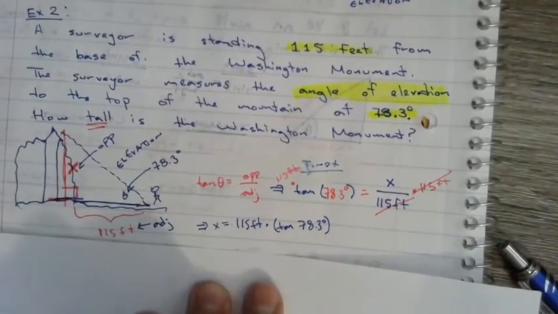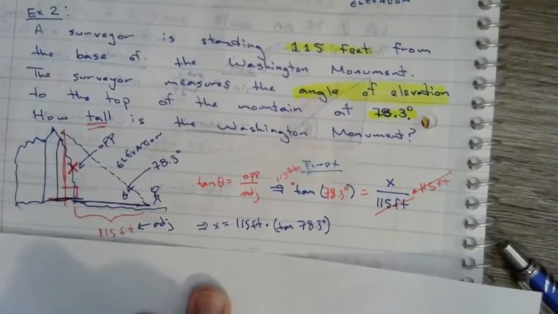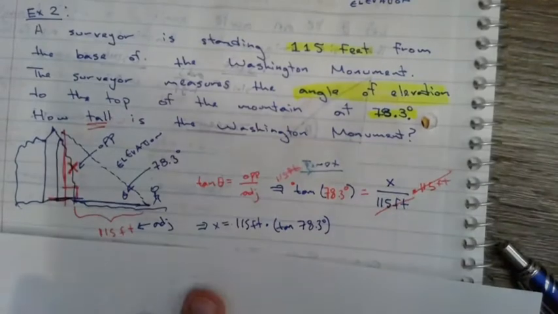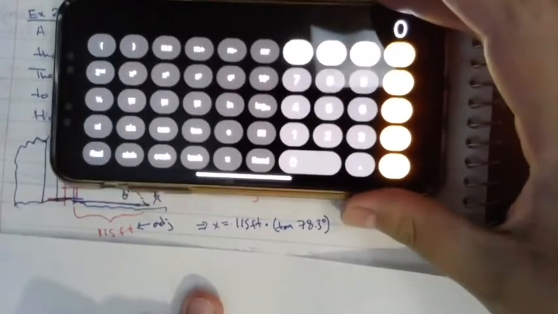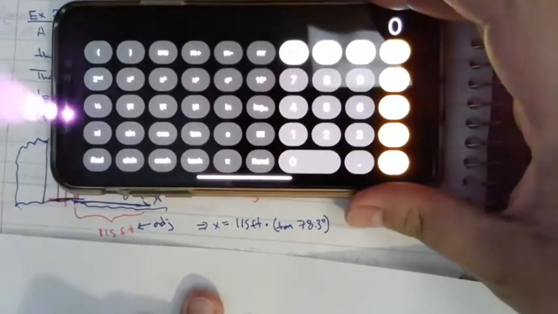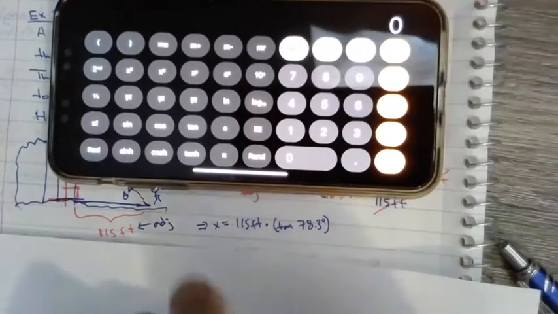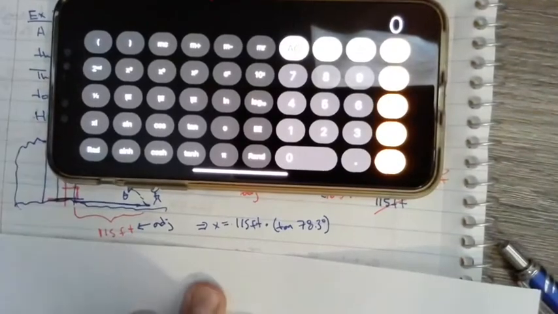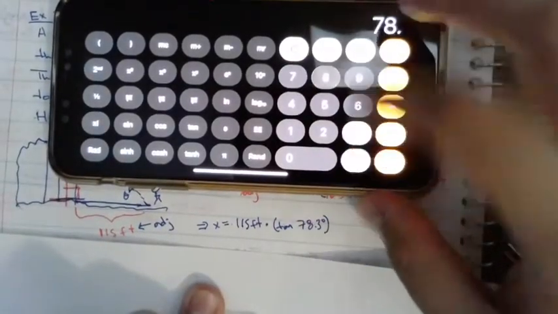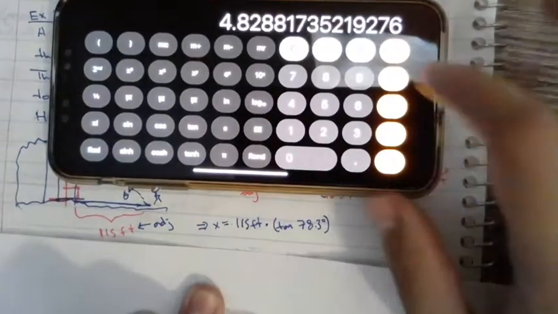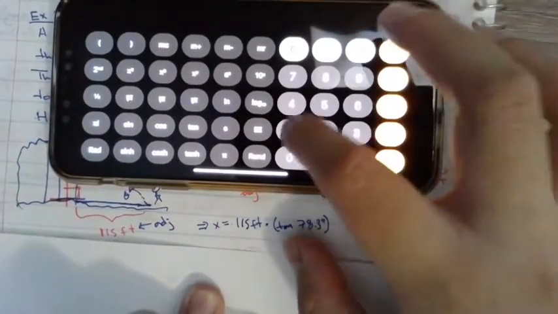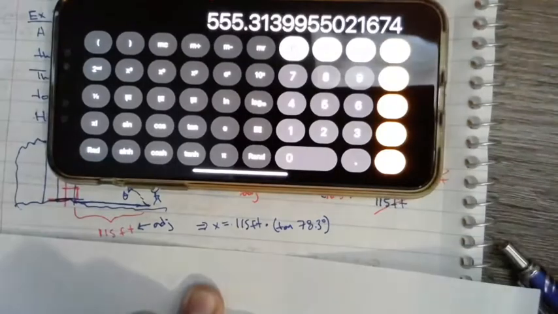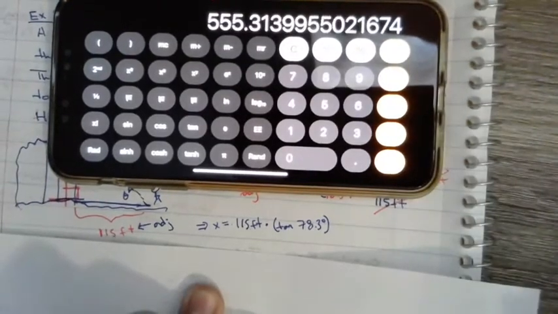So now that I have my x, I'm going to simplify that: 115 feet times tangent of 78.3 degrees. I'm going to put it in my calculator, the calculator on my phone. Just FYI, when you're inputting your values, make sure that your calculator is in degrees. Right here, we're in degrees. If I click it, it's going to make it into radians, and you want to make sure that it's in degrees. So I'm going to put 78.3, take the tangent of it, and then multiply it by 115. It should give you about 555.3 feet.